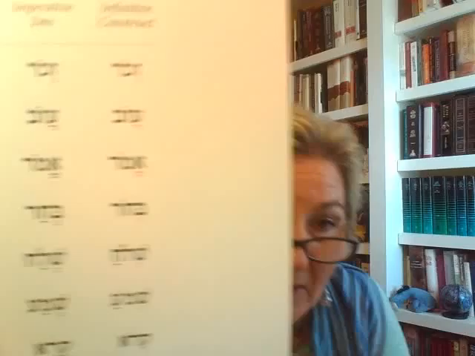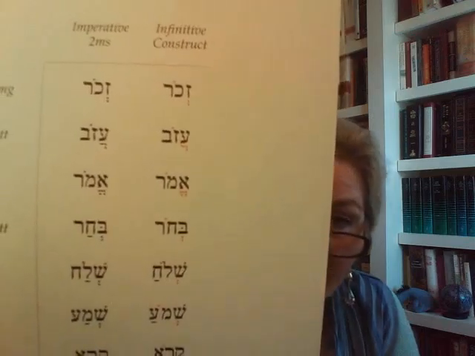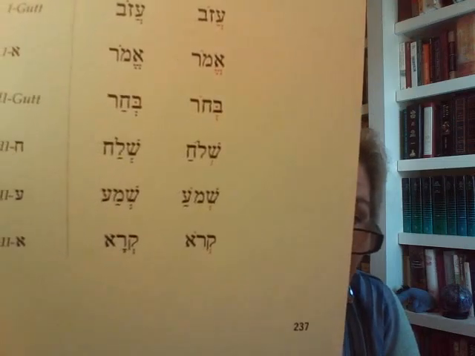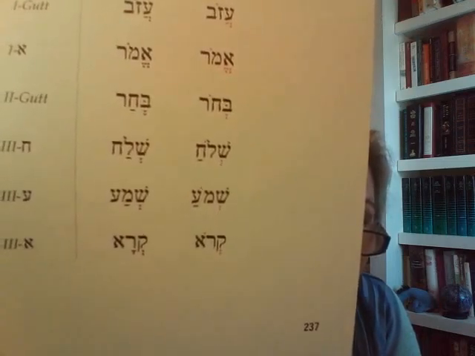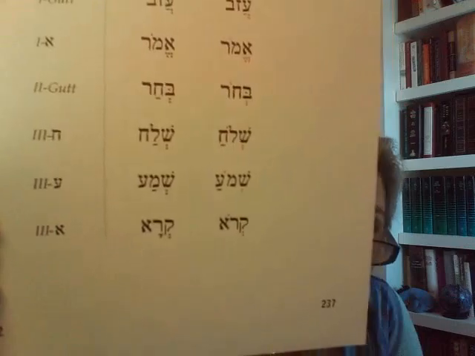We saw in those first three O-class verbs, it stays identical. Give special attention to how the Qal infinitive construct compares to the Qal imperative 2MS, especially with the weak verbs. And again, I'll put this paradigm up for you. You can see that with your O-class verbs, which are going to be your Zakor, Azav, and Amor, they remain the same. But then starting with Bachar and going down, the vowel pointings begin to change, and those are really about the only changes that you see between the Qal infinitive construct and the Qal imperative 2MS.